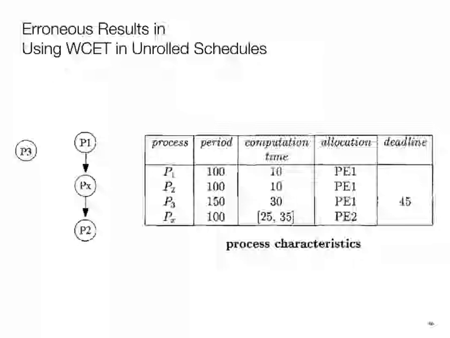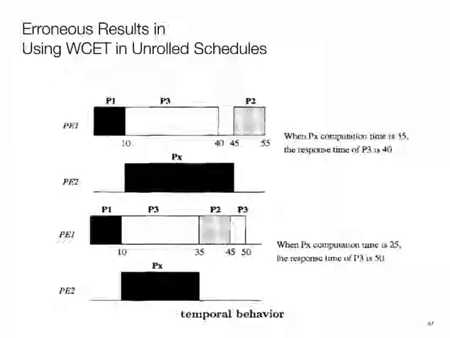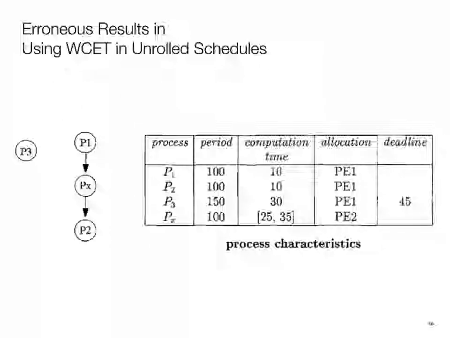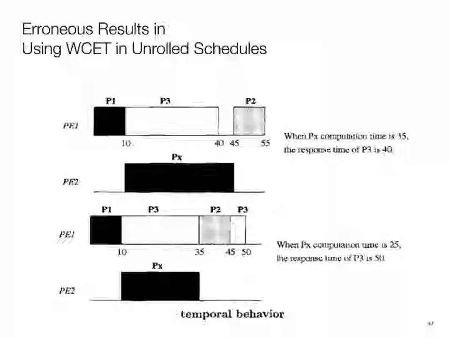And let's say I have a deadline on P3 of 45. That is, P3 arrives every 150 and has a relative deadline of 45, and it needs computation time of 30. So let's consider two cases. Remember, Px has a variable computation time. Let's take the case when Px takes time 35, which is the longest time it could take.